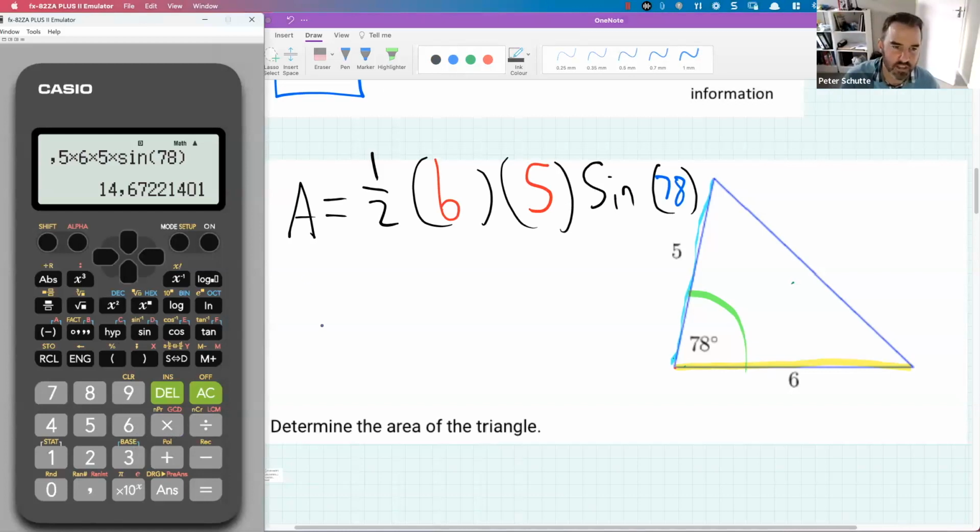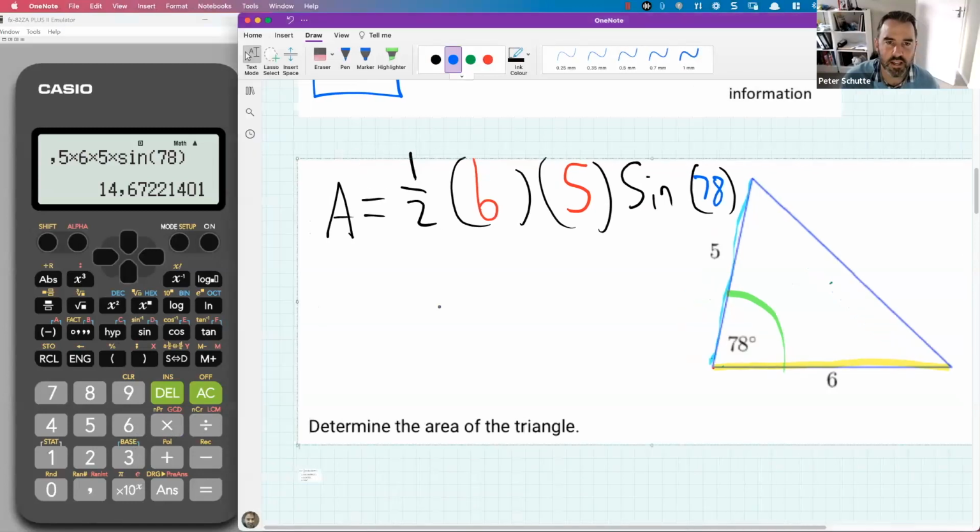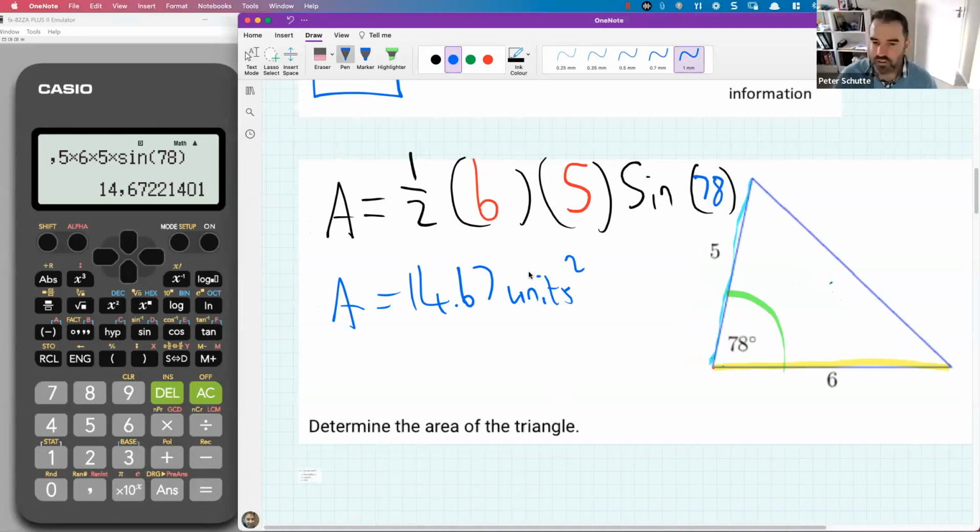So in this case, we would get 14.67 units squared. So to use the area rule, all you need to do is go a half. You need the half in front, then the length of one side times the length of the other side times the sine of the angle in between.